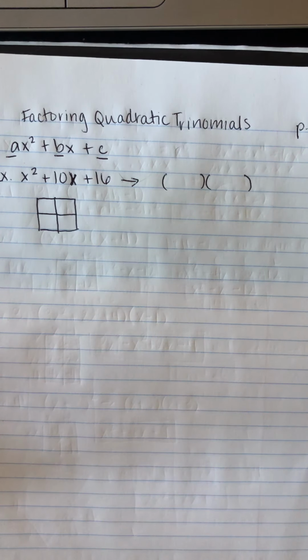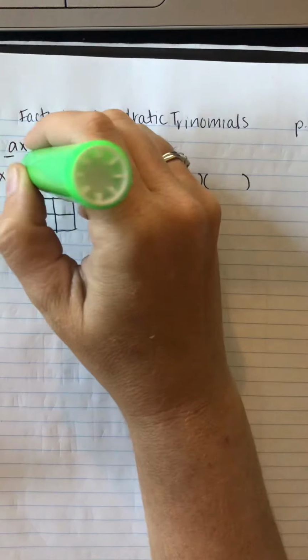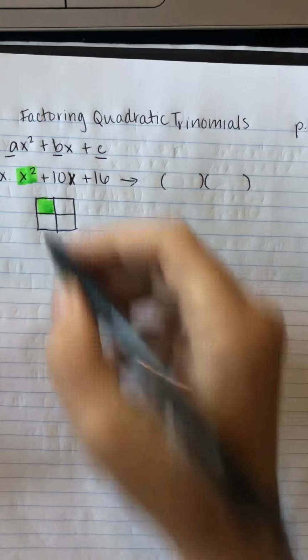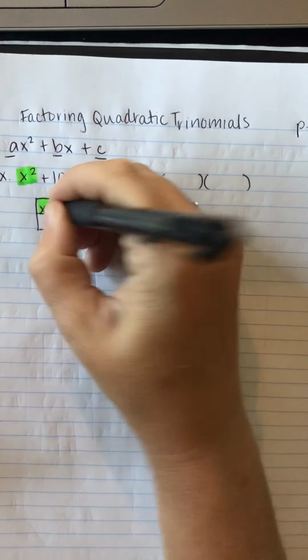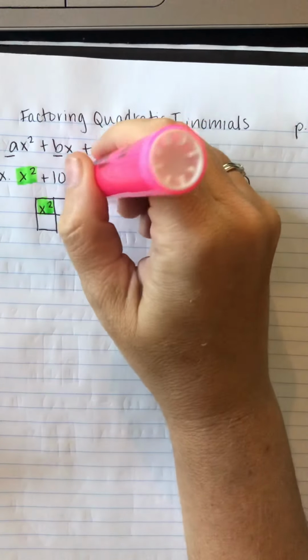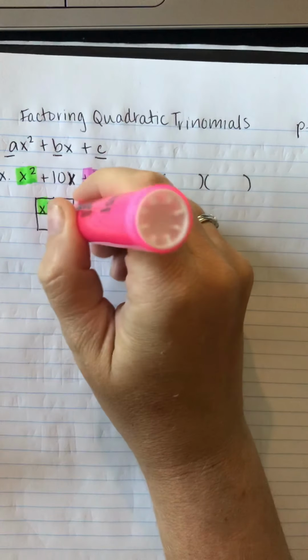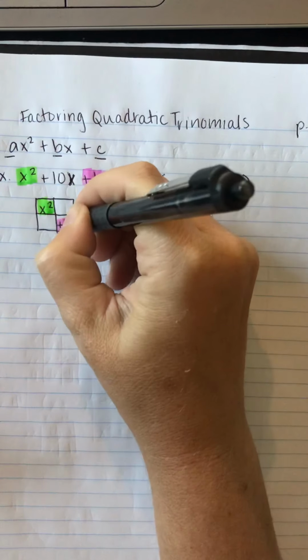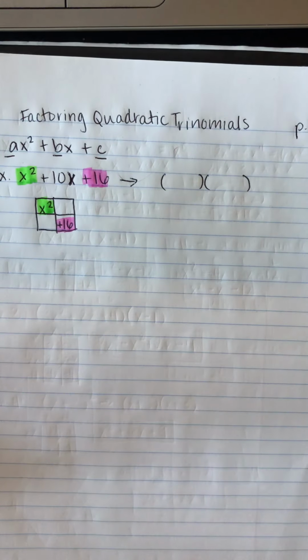And first thing that we're going to do is, we know that our very first term goes in our very first box. So the very first thing we're going to do is put in x squared right there. And we know that our last term, this positive 16, goes in our last box down here. So we're going to put in positive 16. For the first couple, we're just going to be looking at positive numbers, so the plus sign doesn't really matter. When we start to look at the negative ones, it's definitely going to change a little bit.